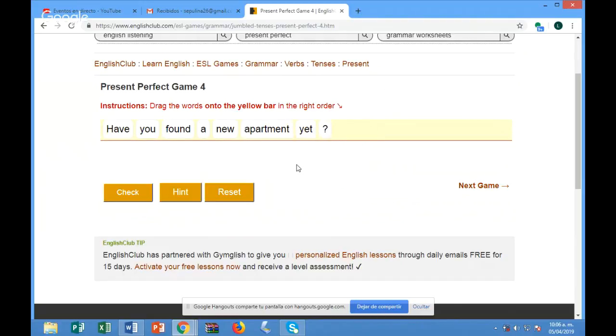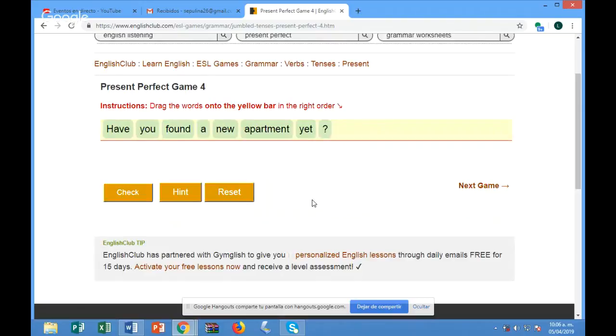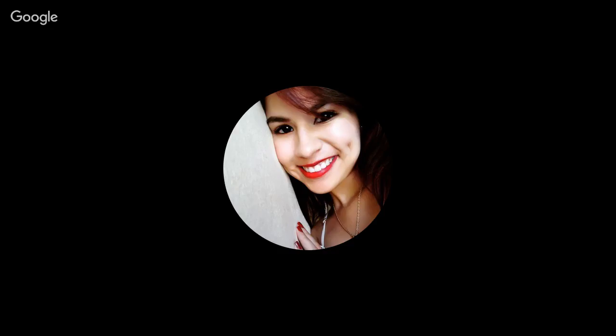Have you found a new apartment yet? Yes, it's good. Remember this "yet" is at the end of any phrase, okay? Yeah, teacher. So even in the interrogative questions, you need to use this "yet" at the end. Very good. Okay, another one.